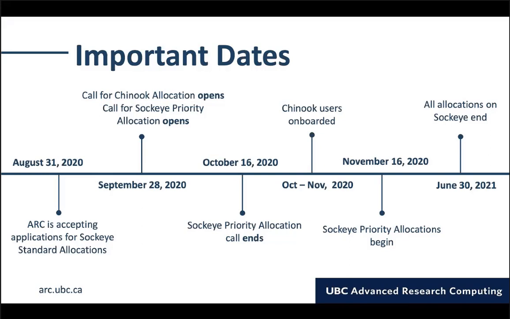The call for the Sockeye priority allocation will end on October the 16th. So you've only got about 3 weeks, so get the applications in. Our first group of Chinook users will be onboarded late October to early November. Because it's a new system, we're still working on our processes, but within late October to November, we'll begin onboarding those who have applied for storage on Chinook. And then in the middle of November, our new Sockeye priority allocations will begin. All allocations for Sockeye will end on June the 30th, as mentioned before.